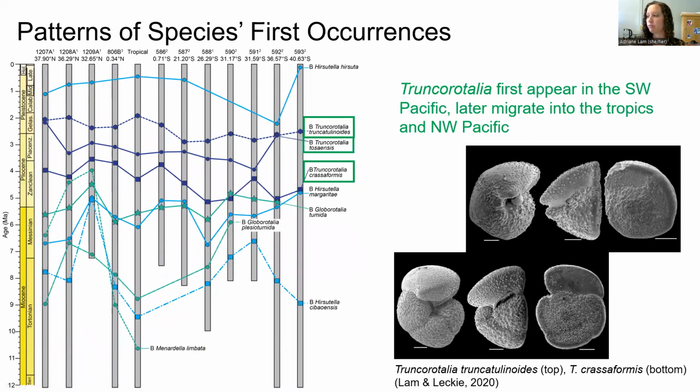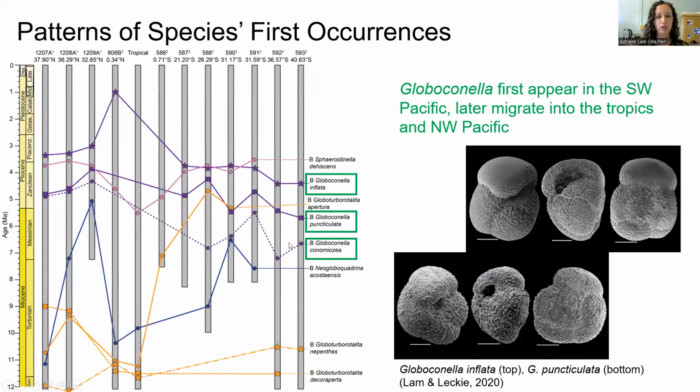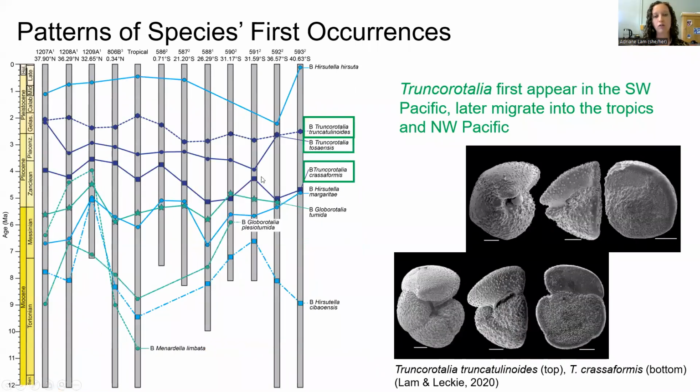Okay, so now we're going to look at some first occurrences. And I really want to draw your attention to Truncorotalia. More first occurrences. So these are species that are occurring first in the Southwest Pacific Ocean. So here they are, but they then migrate into the tropics and then into the Northern Hemisphere. So they don't exhibit this jump pattern like some of these globocannelids do, where they appear in the Southern Hemisphere and then jump into the Northern Hemisphere. Rather, their dispersal is more gradual from one hemisphere into the other.